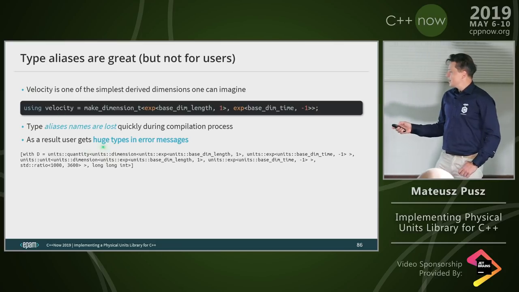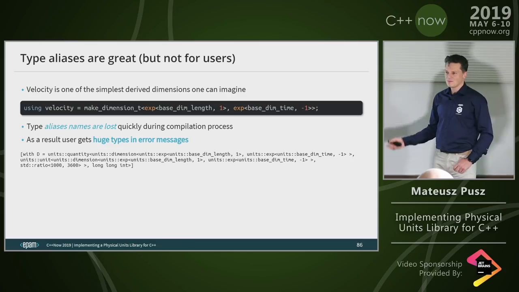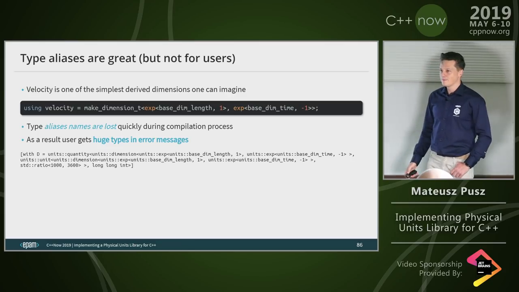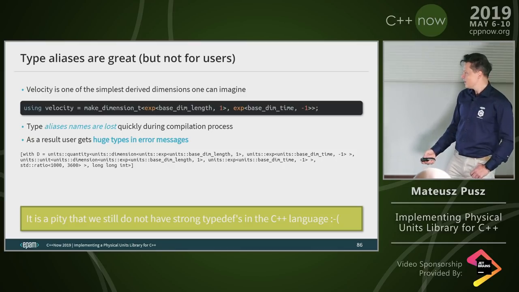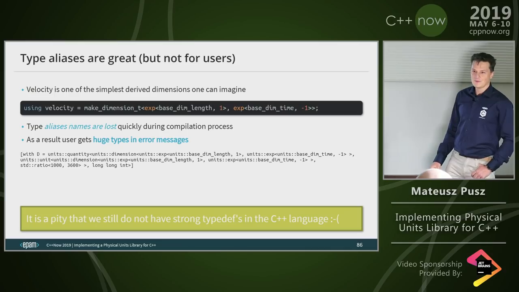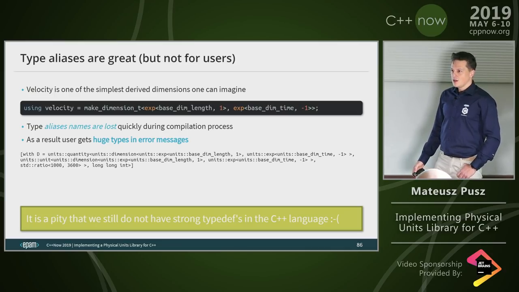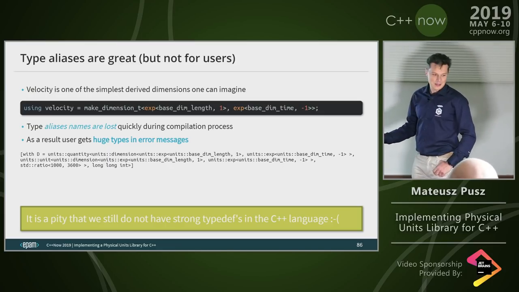So as a result, we get, again, huge error messages. The same as we've seen in other libraries. This is nothing different from what was done there. And how can we actually solve this? It's a pity that we still don't have strong typedefs in the language. They would solve a lot of stuff here. So we have to look for some workarounds, and workarounds are never nice. So what I will show you will not be nice, but it will work.